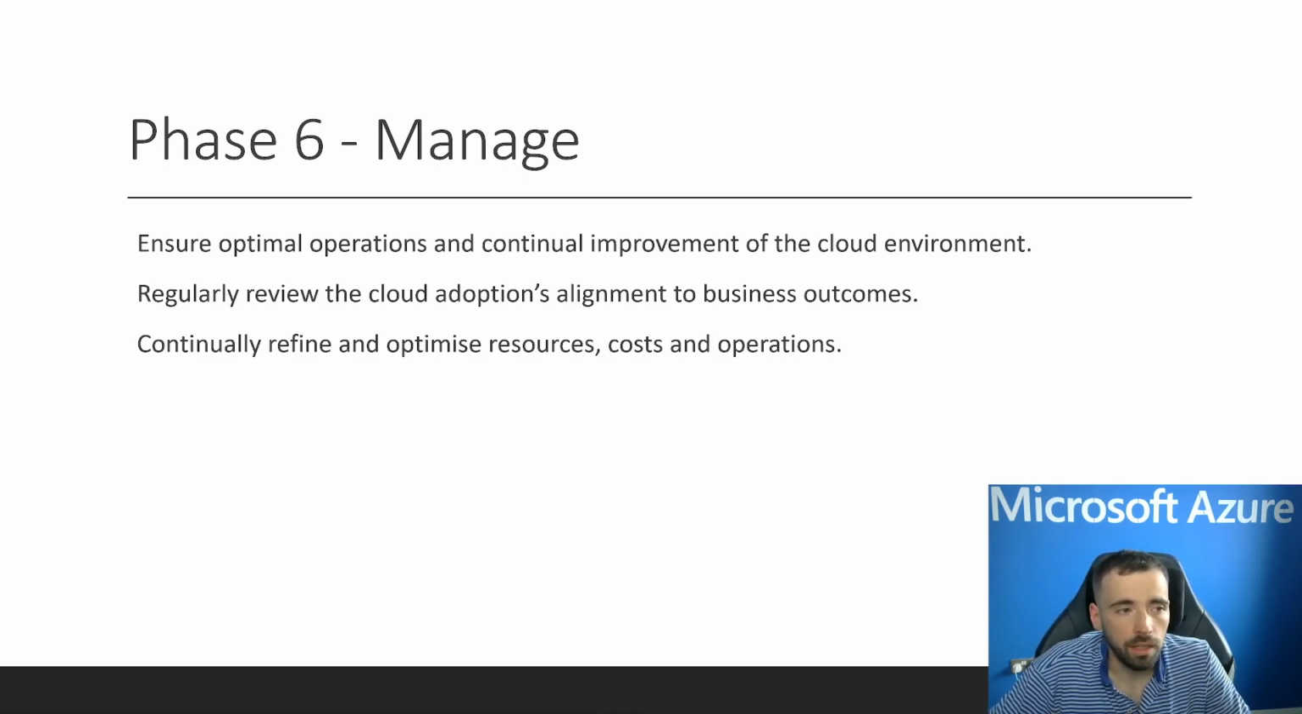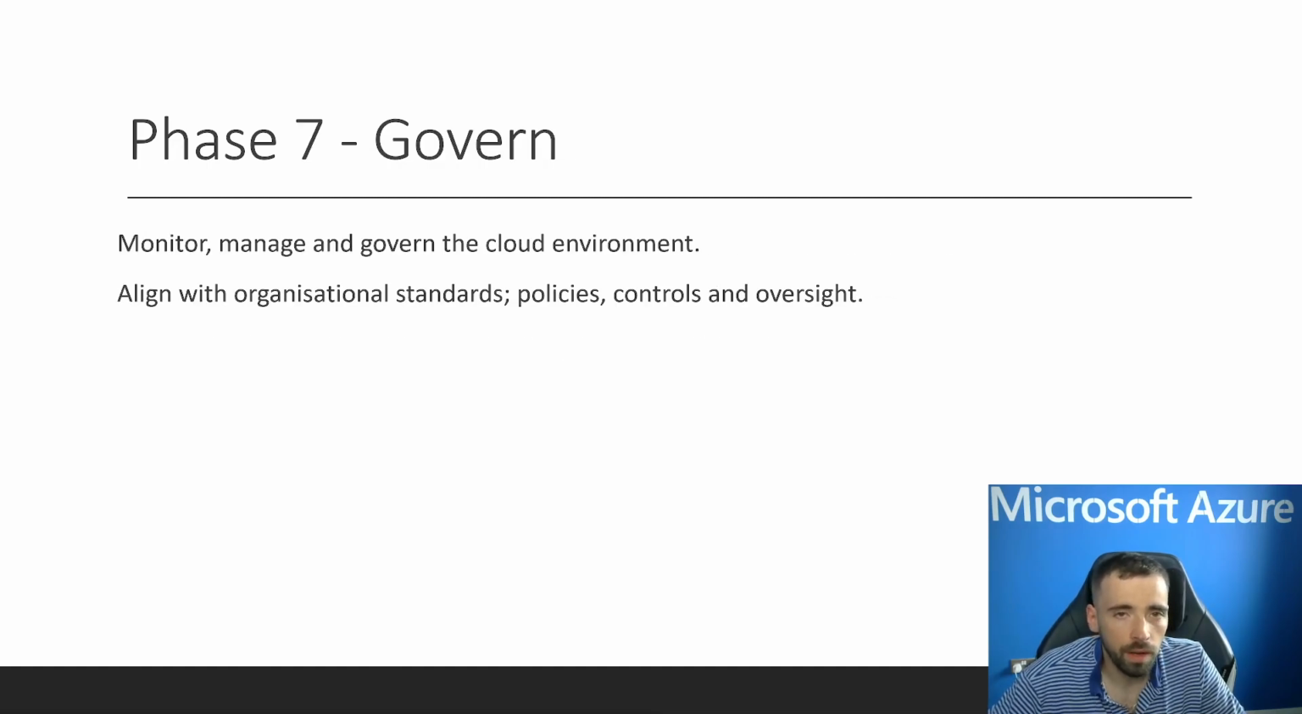And continually refining and optimizing resources, costs, and operations. So this is an ongoing process of optimizing resources, keeping on top of costs, and the way that you operate the environment. The final phase is to govern, which means to manage, monitor, and govern the cloud environment, aligned to your organizational standards, policies, controls, and oversight. So this plugs into the ready phase, where we're implementing those policies to control our environment, but that is an ongoing process again.